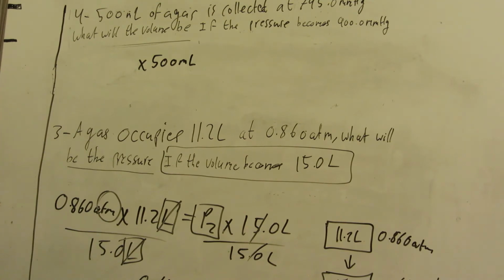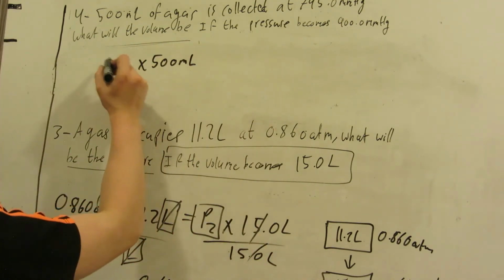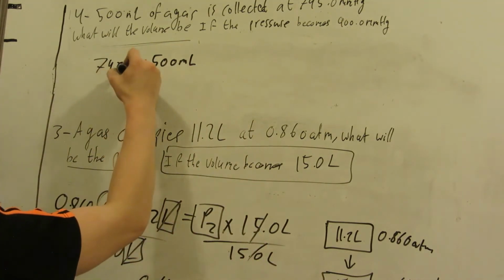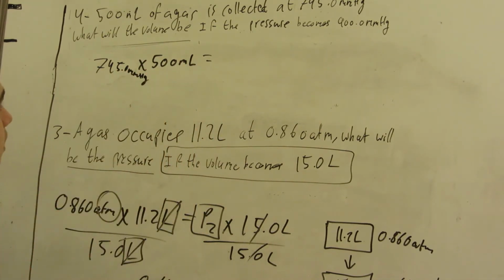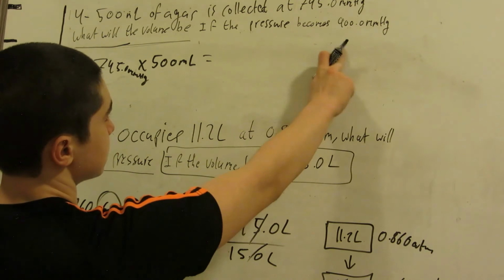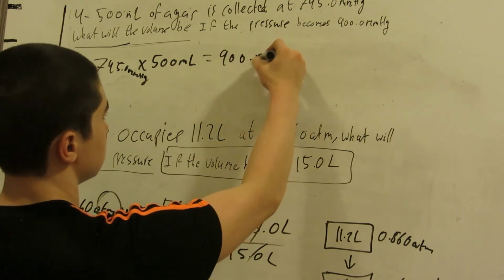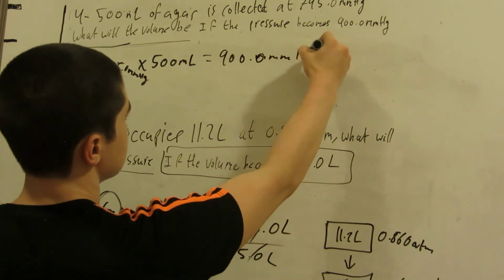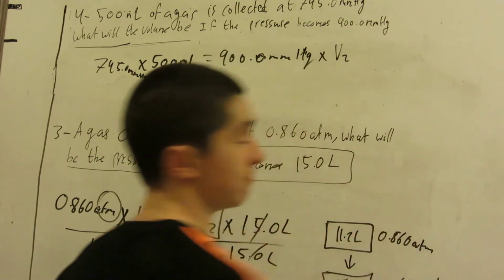Okay, collected at 745.0 millimeters of mercury, which is going to be the pressure. I'm going to write down 745.0 millimeters of mercury, and that's going to equal, it says here, what will the volume be? So that means we're searching for volume. So P is known, and if the pressure becomes 900.0 millimeters of mercury, that's great, multiplied by the unknown volume, which is going to be written as V2.